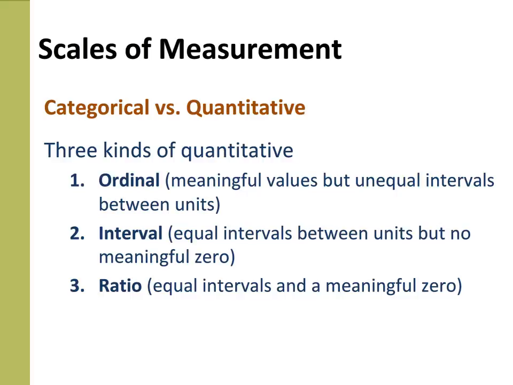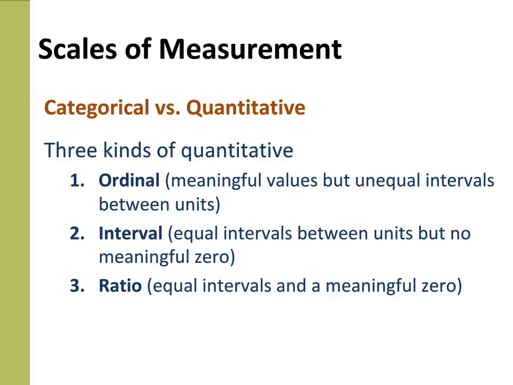So let's talk about now the 3 different types of quantitative data: ordinal, interval, and ratio. Ordinal data means that we're looking at ranked numbers. So when you think of ordinal, think of the word order, right? The order matters. But despite that, we are not sure if the space between each ranking is equal. Let's go through some examples.